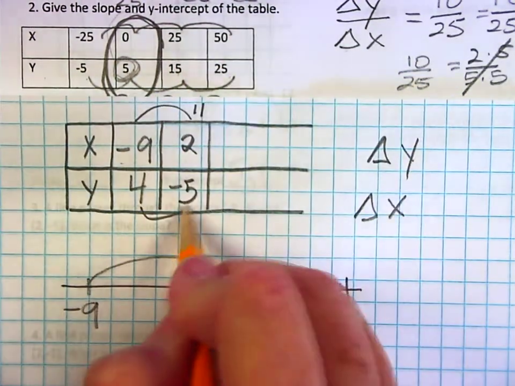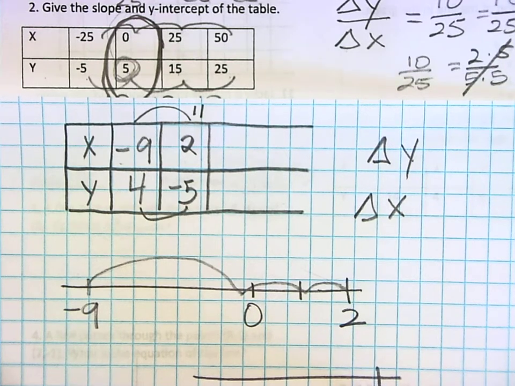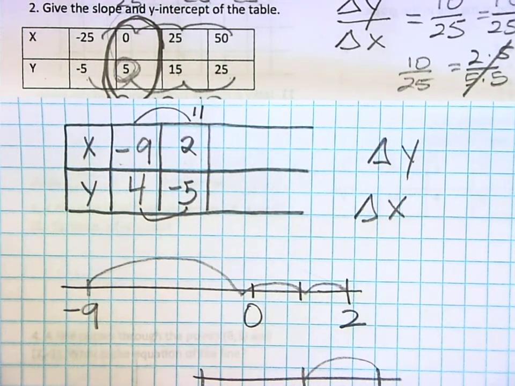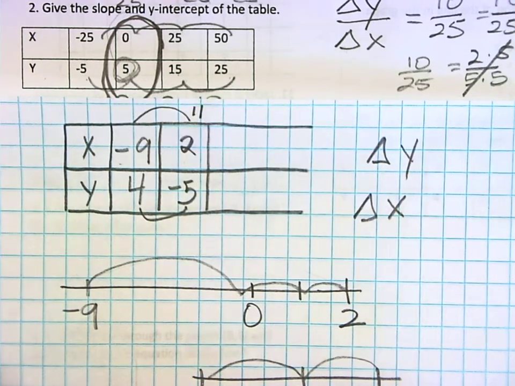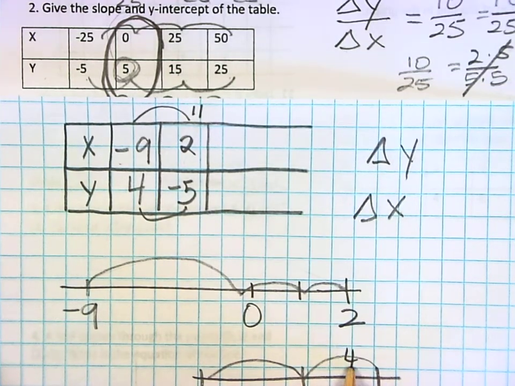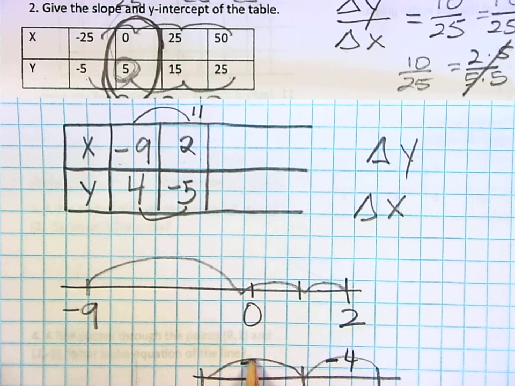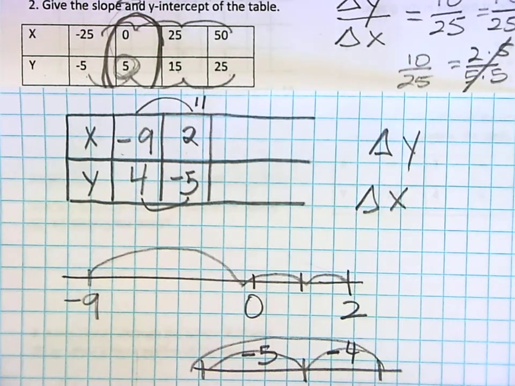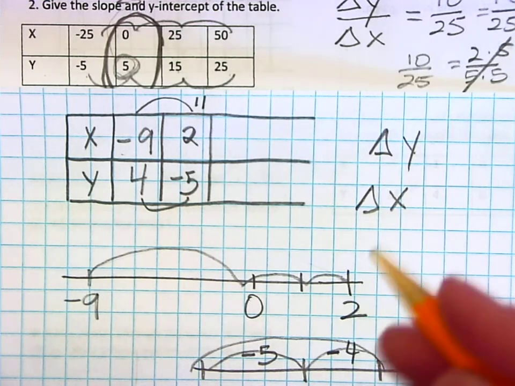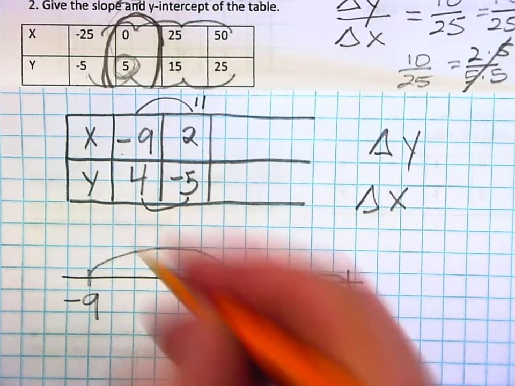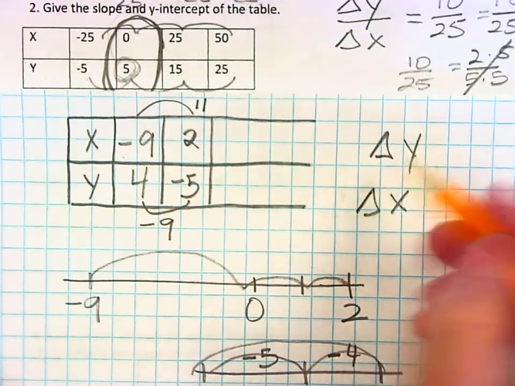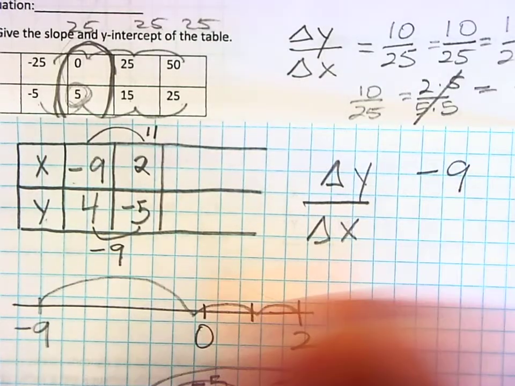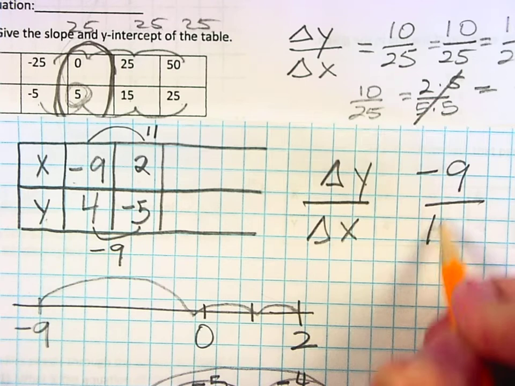And then from 4 to -5, I would go from 4 to 0, and then I would go from 0 to -5. So that's a change of -4 here and -5 here. Altogether, it would be a change of -9. So this would be -9. So the change in y is -9, and the change in x is +11.